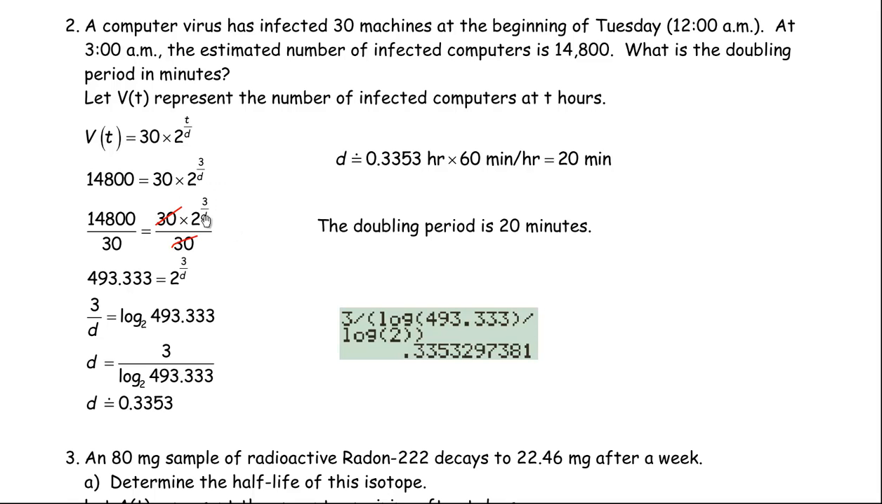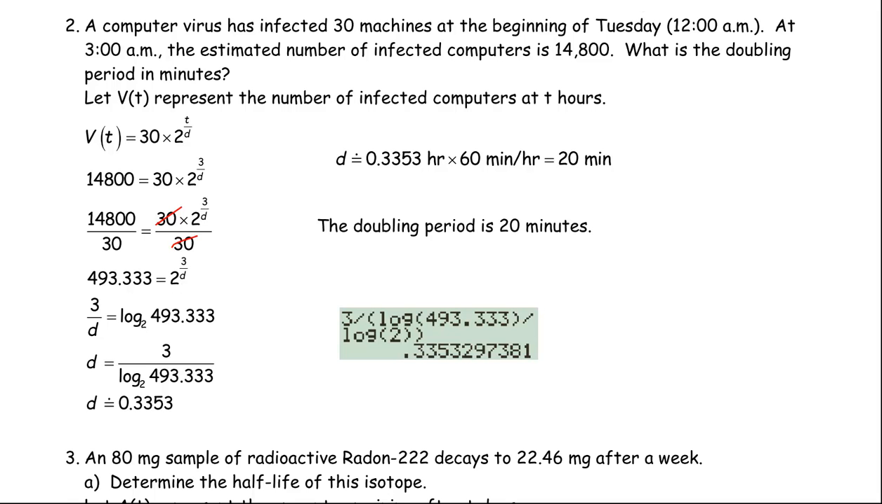and 14,800 divided by 30 is 493.3 repeating, so I just kept a few decimal places to maintain some accuracy. And so my variable d is in the exponent, so that's why I would use a logarithm to solve. And the way you rewrite this in log form is the exponent, the 3 over d, is equal to the logarithm of this base 2. Remember, the base of the power is the base, same as the base of the logarithm.